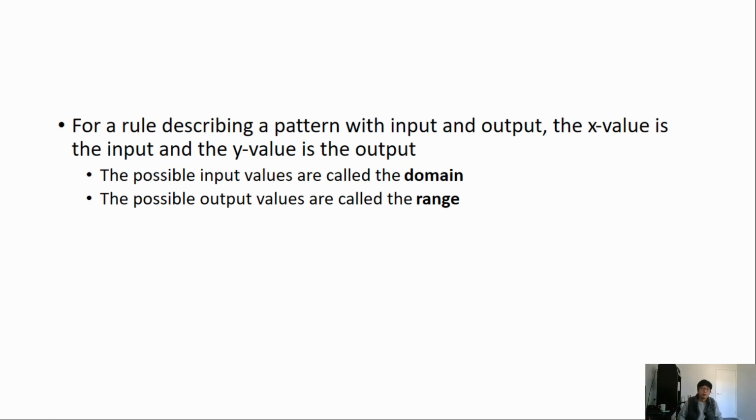Now, there's just a couple more things that we need to know. For a rule describing a pattern with input and output, you'll see some of these in this chapter. The x value is the input and the y value is the output. So just remember that the x value is the input and the y value is the output. All the possible input values are called the domain, and all the possible output values are called the range. Alright, so this will all make a little bit more sense in the next slide.